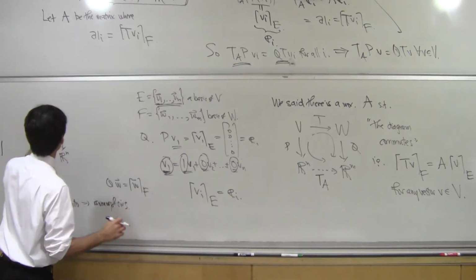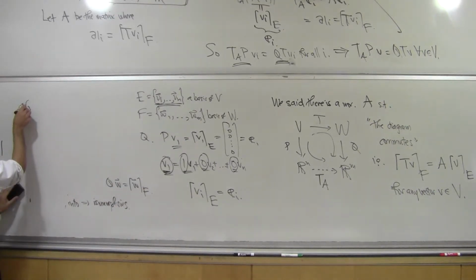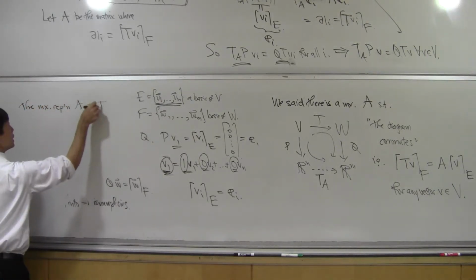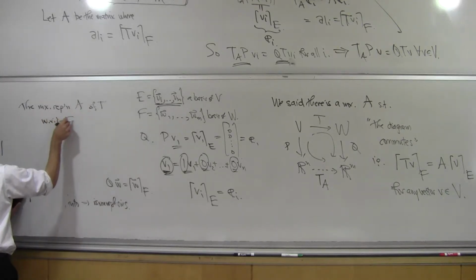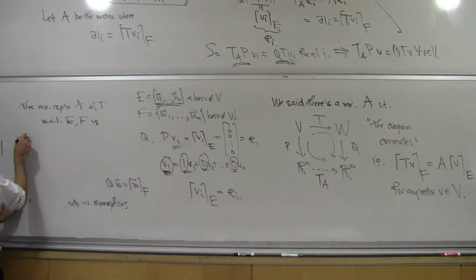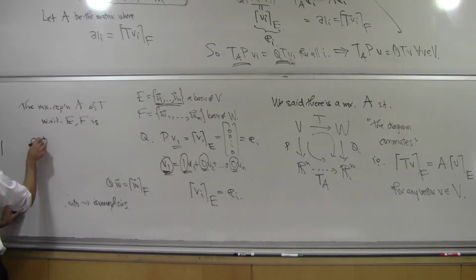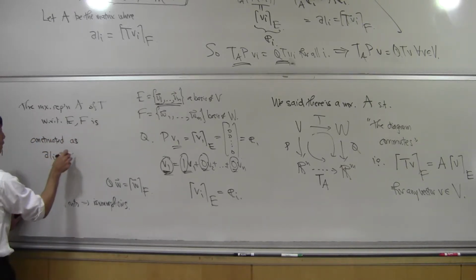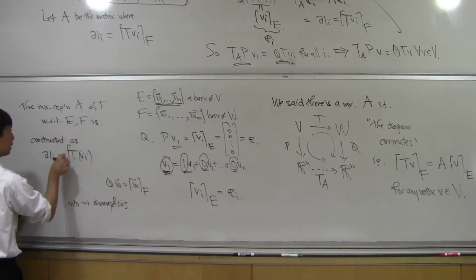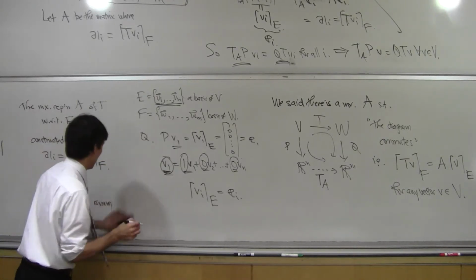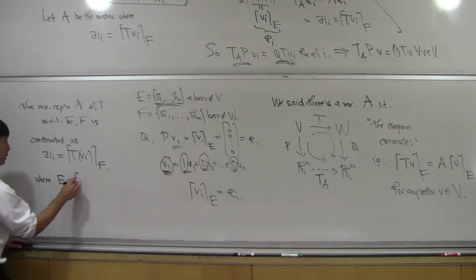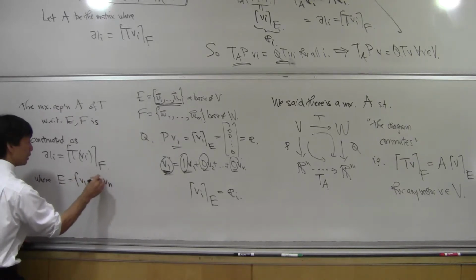Right, so the matrix representation A of T with respect to E and F is constructed as AI equals T(VI) with respect to F, where E is V1 through Vn.